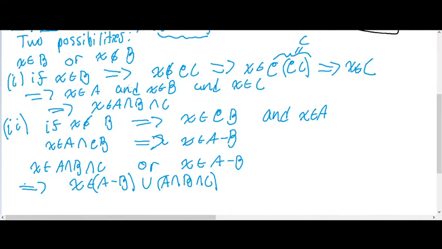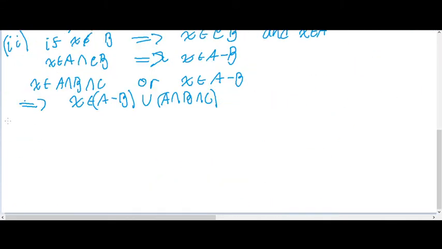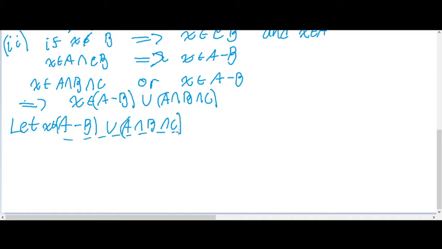So let's do the same thing going the other direction, where we take any general x in A minus B union A intersect B intersect C. If we can show that any general x in this set must also be in A minus B minus C, then we've shown that the right-hand side set is a subset of the left-hand side set. So let's do that. Let x be in A minus B union A intersect B intersect C.